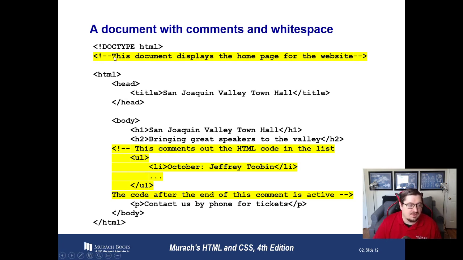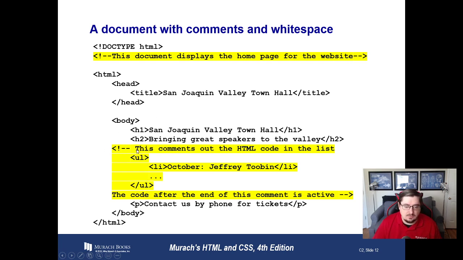So a comment looks like this. It starts with less than, exclamation mark, dash dash, and ends with dash dash, greater than. You'll notice that I have a beginning to it and an end to it. I do have to include both. If you just leave off one, then the rest of the document will be treated as if it's commented out. So make sure that when you start a comment that you also end it.